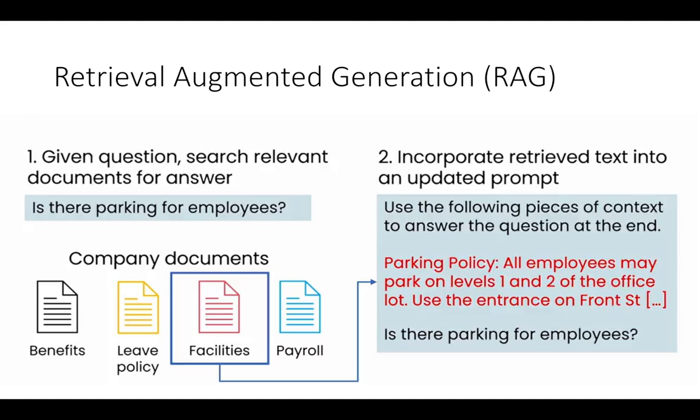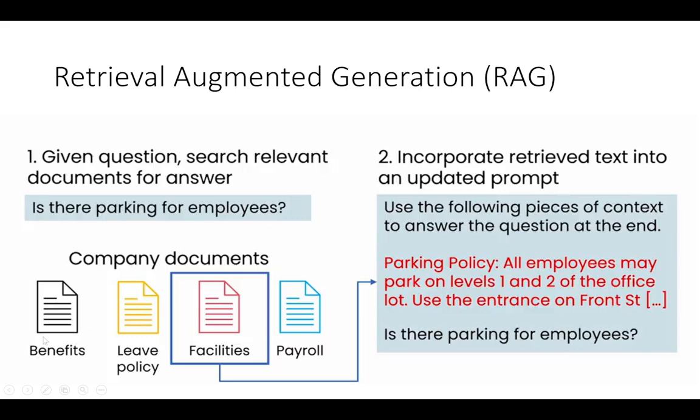Okay, so the next one is RAG. Let's spend a little bit more time here because it's important and interesting. Let's say you are given a question: is there parking for employees? Obviously this is not a question a generic LLM can answer. It has to be answered by that particular organization. So you provide that proprietary intelligence, which comes from the company documents.